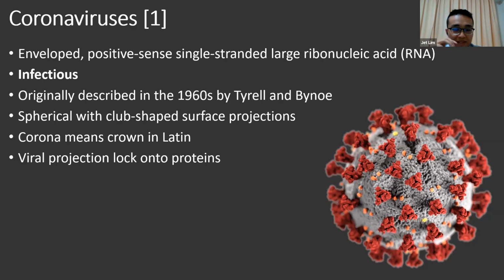And so they have a unique structure which resembles spherical virions with a core shell and club-shaped surface projections that look like a solar corona. And as a result, they were termed coronaviruses, with corona meaning crown in Latin. So once a virus gets into the body, those little projections act as a key, locking onto the proteins present on the outside of many of these human cells.